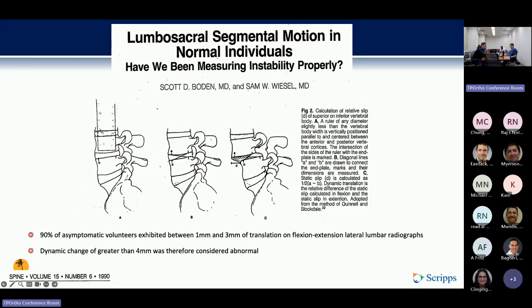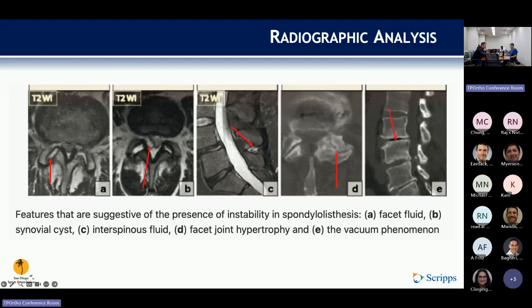And then it has kind of a more historical imaging study, historical paper rather. This was an interesting study highlighting how there can be segmental motion in asymptomatic volunteers up to 3 millimeters. And generally, this is kind of how we get that 4 millimeters of translation, which is classified as pathologic. A lot of times, patients will come in with advanced imaging, not always indicated, but sometimes they do.